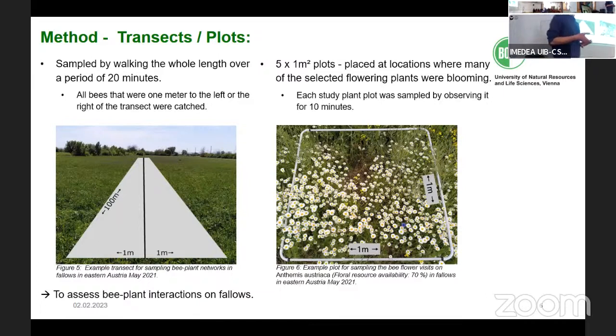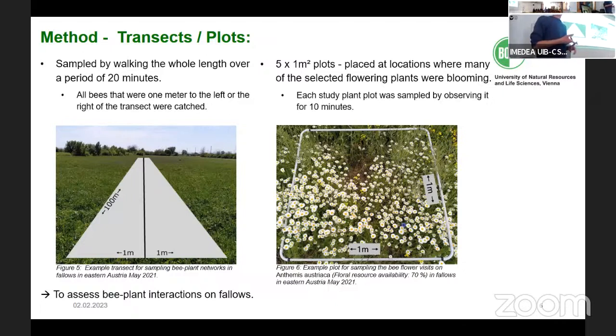Now that I've mentioned selected wild plants so many times, I have to talk a little bit about the selection process and which plants we selected. We had certain criteria for the selection. One very important criterion was that the plant was in general attractive for bees, and also that it was a plant which could be frequently encountered in our Eastern Austrian agroecosystems.